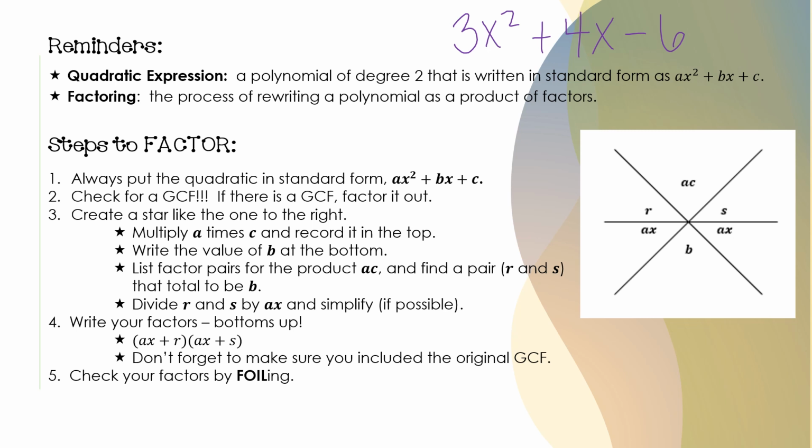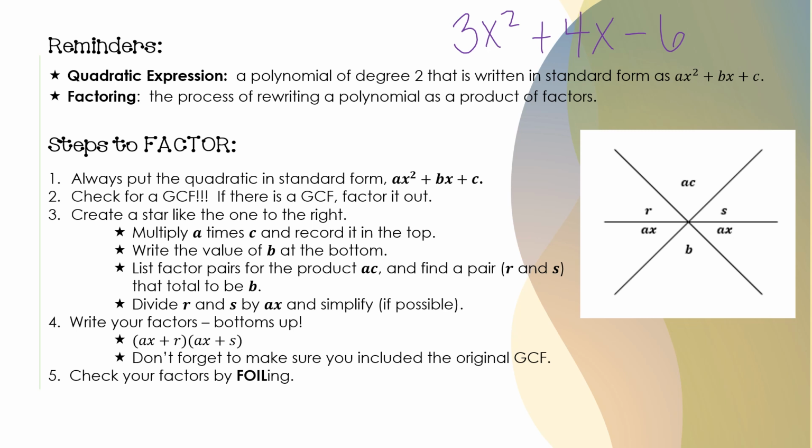So the value of a would be 3, the value of b would be a positive 4, and the value of c would be negative 6. So as we go through these problems, we're going to be identifying the value of a, b, and c. Those are all going to be either the coefficients or the constant at the end of the problem.